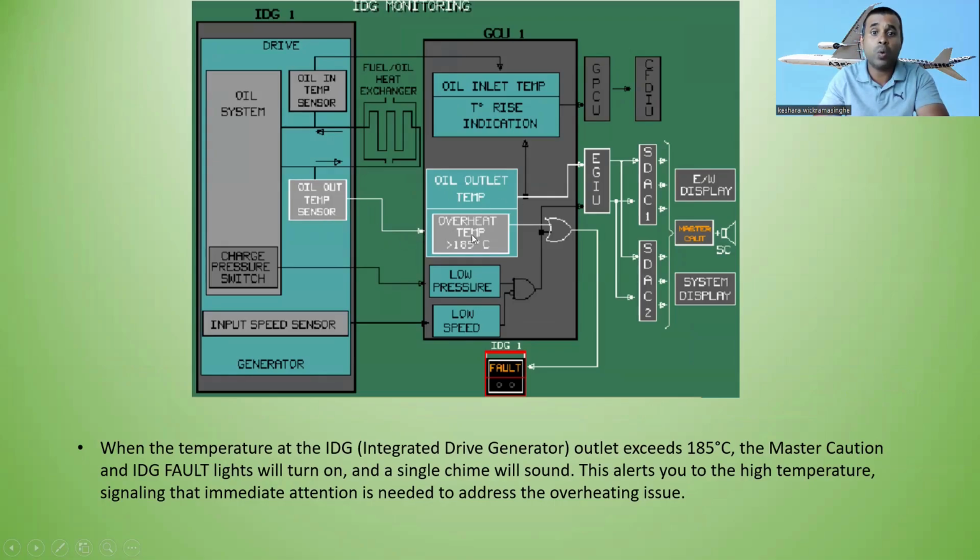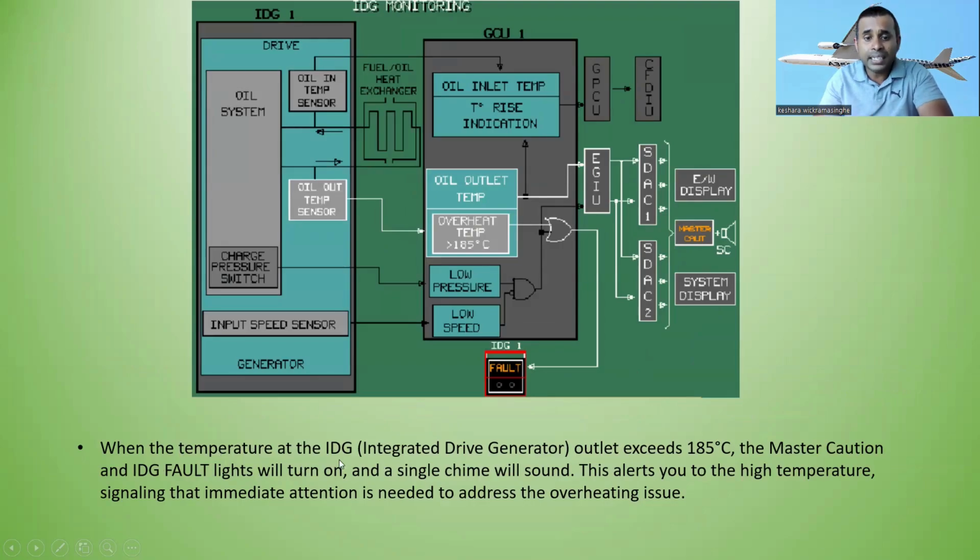You can see oil temperature overheat. It means now the temperature is more than 185 Celsius, and then it goes to the engine indication unit and SDAC 1, and then goes to the system display as well as the master caution. The amber color comes out, and also the engine warning display, and also it goes to the IDG switch in the overhead panel. You can see it's shown in fault in amber color.